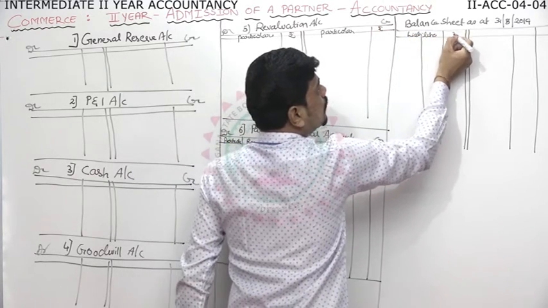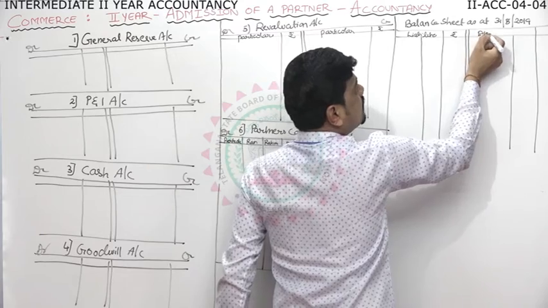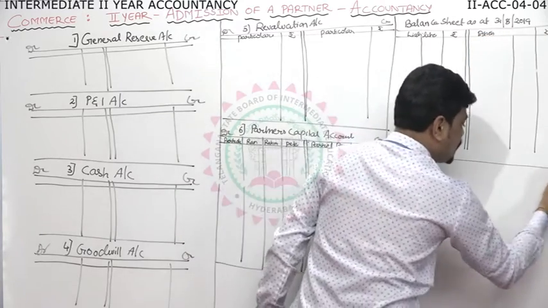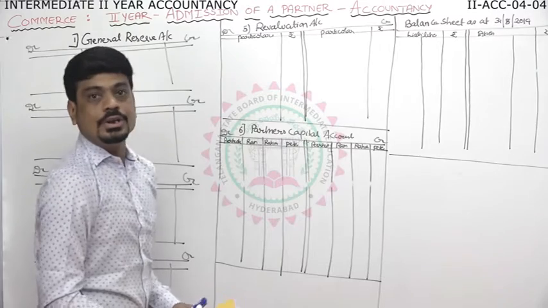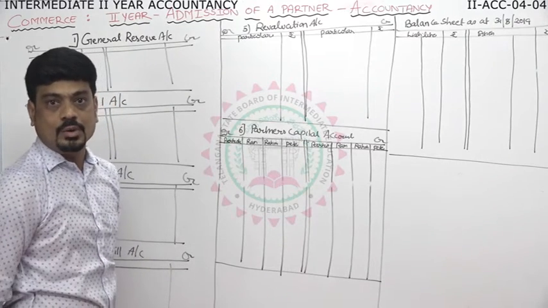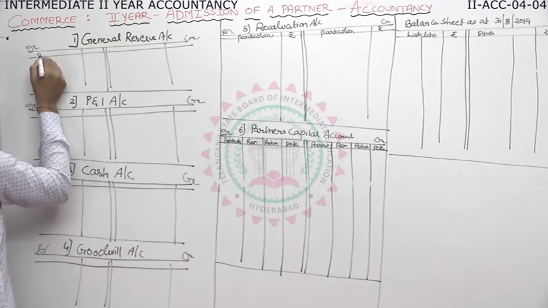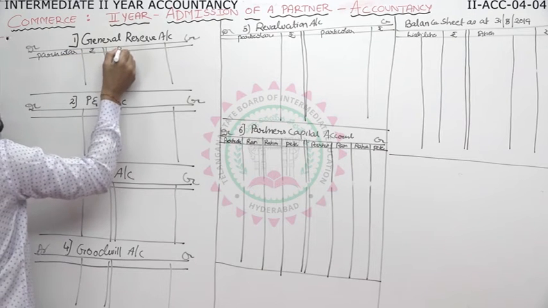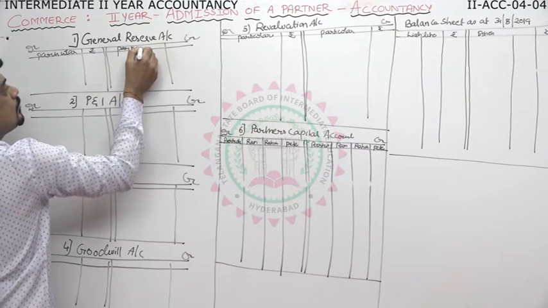So here, liabilities, rupees. Assets, rupees. Now, after the balance sheet, this part we are going to utilize for doing our working notes. So everywhere you write particulars and rupees. I'm not writing because time is very short with me.